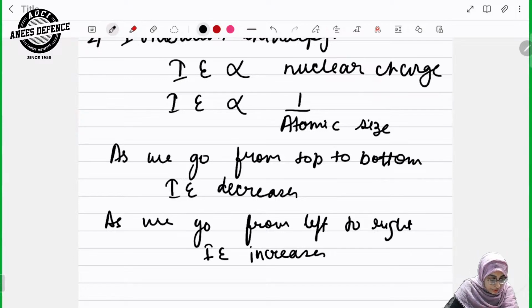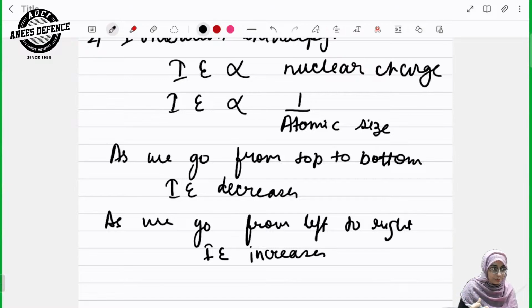Clear? Why is it increasing? Because the nuclear charge is increasing. And because nuclear charge is increasing, the energy required to remove the last electron increases. It means we need a greater amount of energy to remove the electron. There is more attraction between the last electron and the nucleus. That's why more energy is required, and ionization energy gradually increases as we go from left to right.